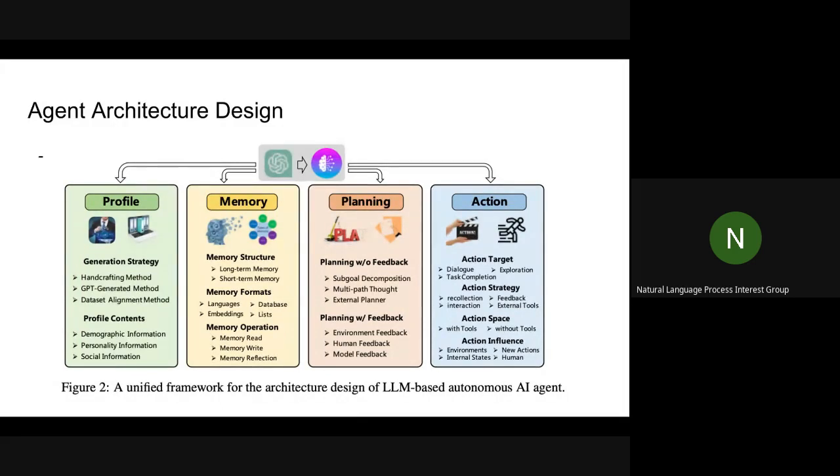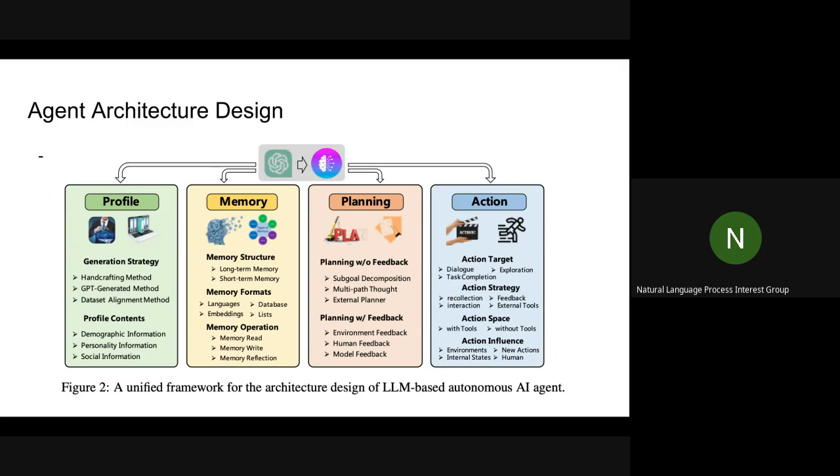And then action influence. You can be influenced by various different things, including the environment, the internal state, new actions that are available to you, and humans. So yeah, I thought this was a pretty nice way of decomposing all of this.